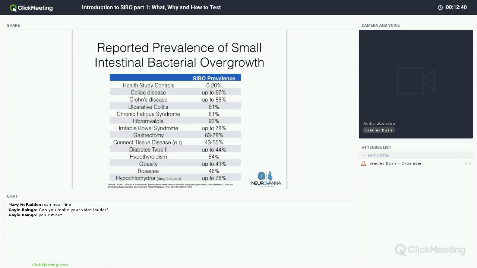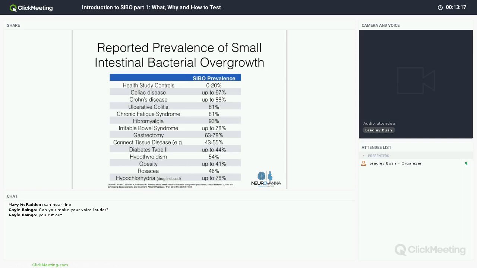Most of the time, patients are just told to live with it and deal with it, which is just a terrible prognosis. Gastrectomies, connective tissue disorders like scleroderma, type 2 diabetes, up to 44% of people with type 2. 54% of the people with hypothyroidism, and I'll talk a little bit about hypothyroid in a bit, but one of the main side effects of hypothyroidism is constipation and slow gut motility, which of course leads to that higher growth of bacteria in the small intestines.